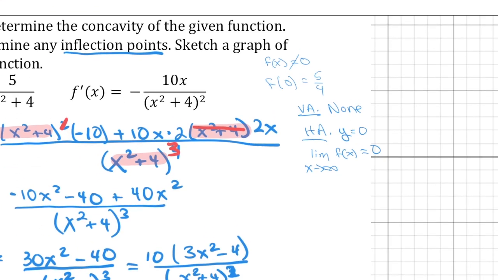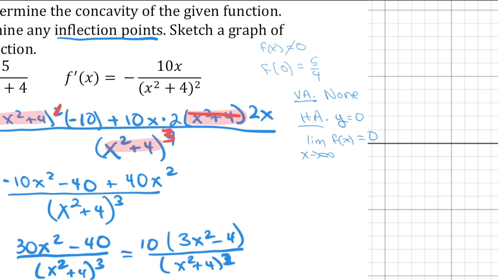What about increasing and decreasing? So let's look at f prime of x. F prime of x has zeros. Where does it equal 0? At x equals 0. That's easy enough. So we have 0, 0.